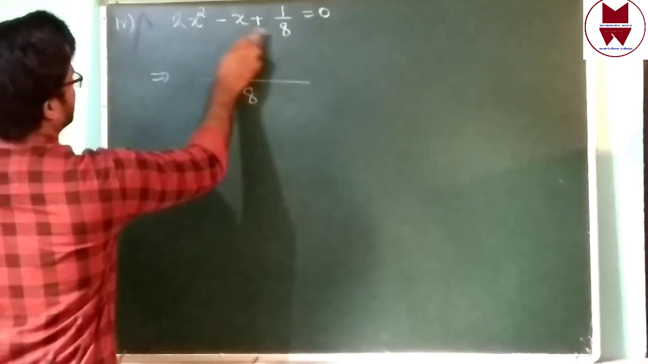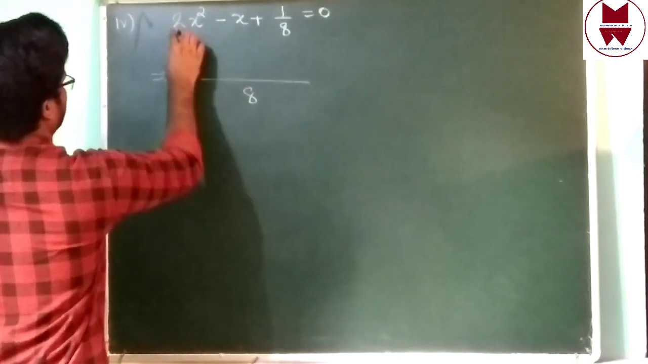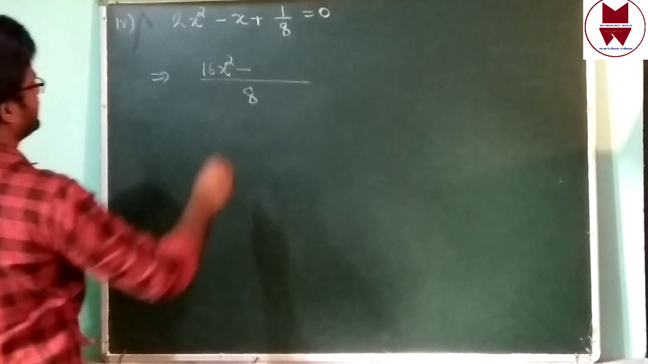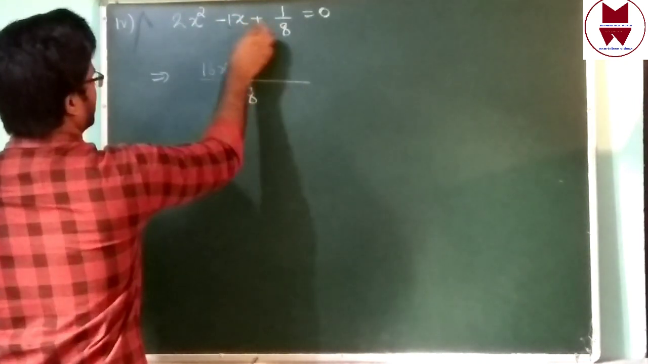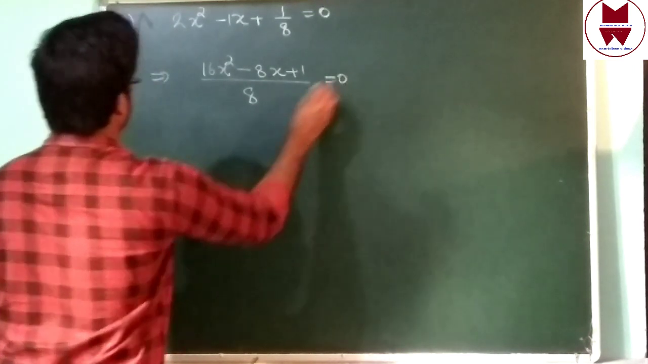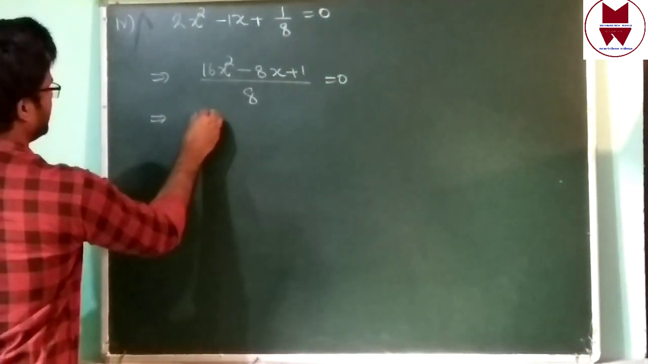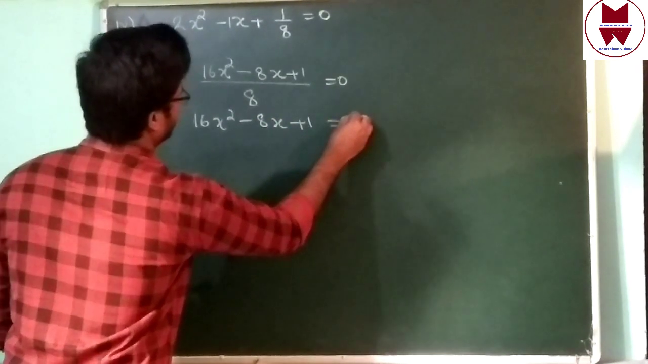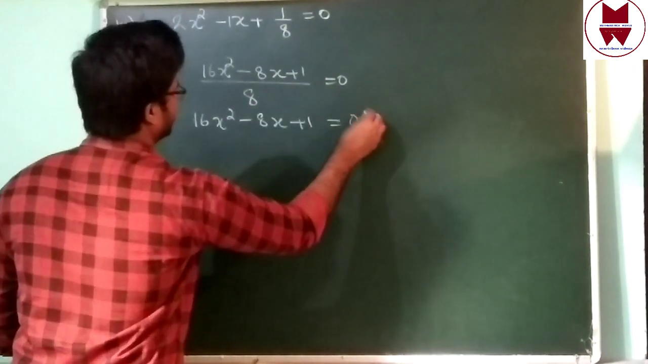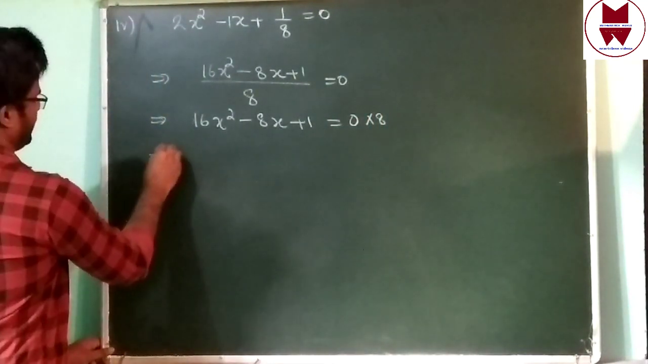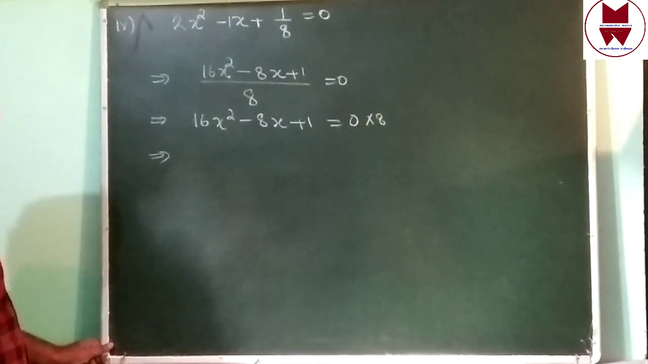Then 8 into 2x square, that is 8 into 2, 16x square minus 1, in here 1 is there, 1 into 8, 8x plus 1 equal to 0. 16x square minus 8x plus 1 equal to 0. This 8 bring to right side, that will be into 8. Now we can use factorization.